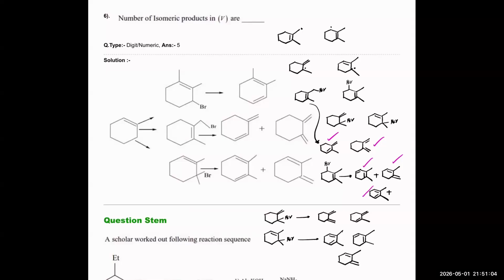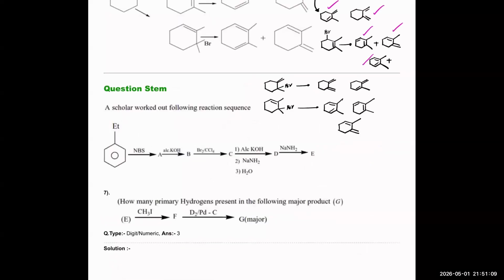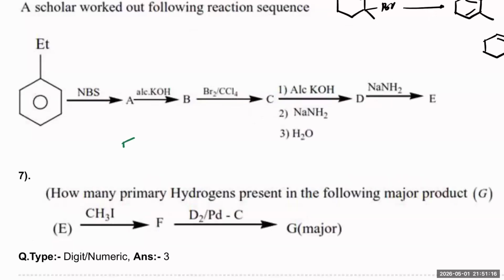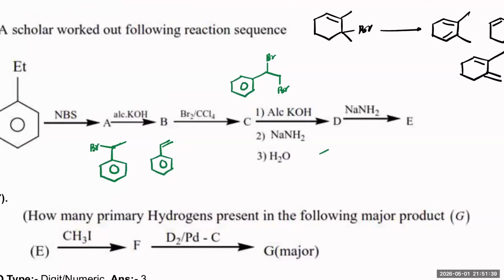The important STEM question, everybody. Next. A scholar worked out the following reaction sequence. So let's see. First, we have NBS. So definitely bromine will come here. Alcoholic KOH. So an alkene will come here. Next, bromine has been added, which means we can have Br and Br added here. Again, alcoholic KOH followed by NaNH2 and hydrolysis.